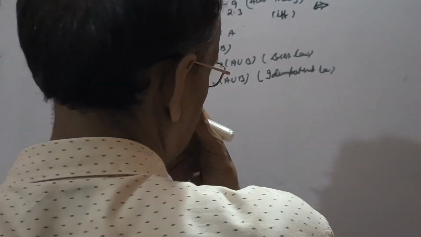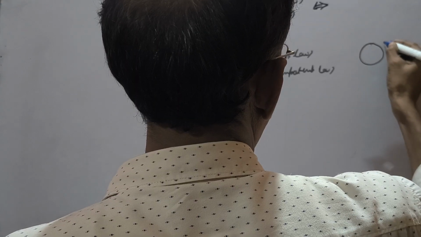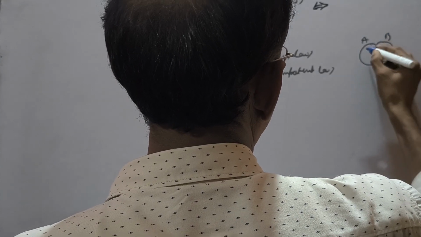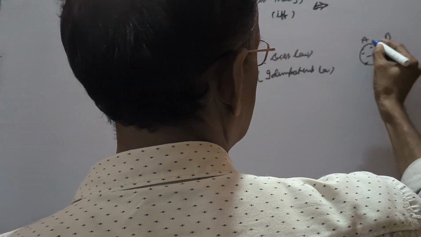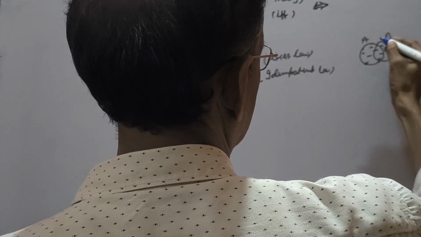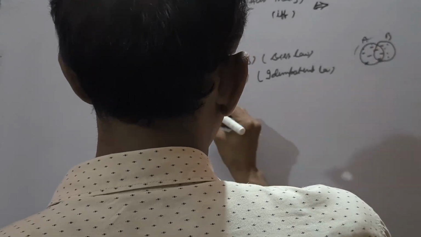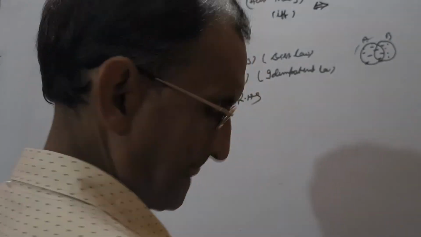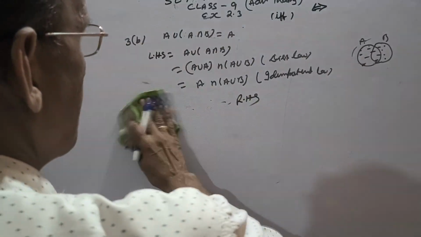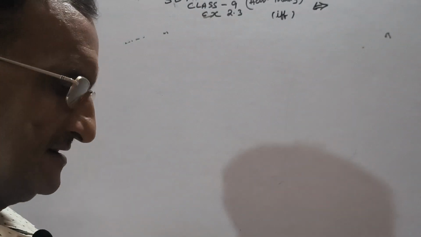A intersection (A union B). See, this is called A. This is called A union B. And this is A, and this is the whole A union B. What is A intersection (A union B)? What is common is A only. This is A. This is the RHS. Then we will go for the next question, C.